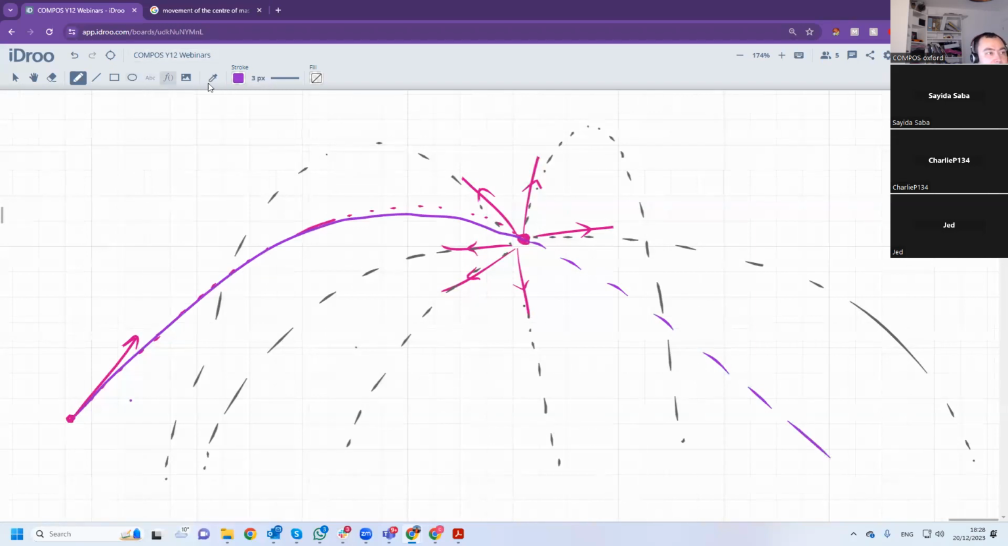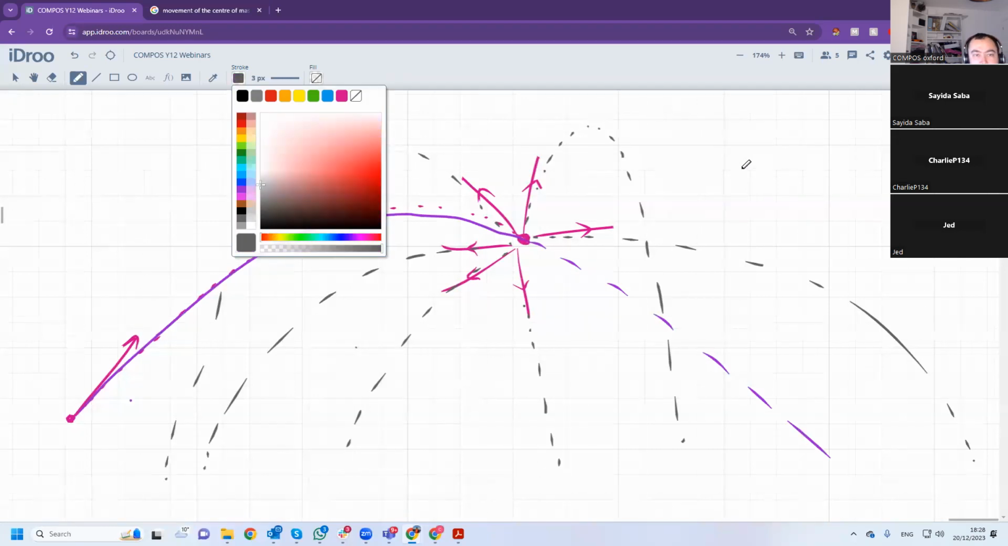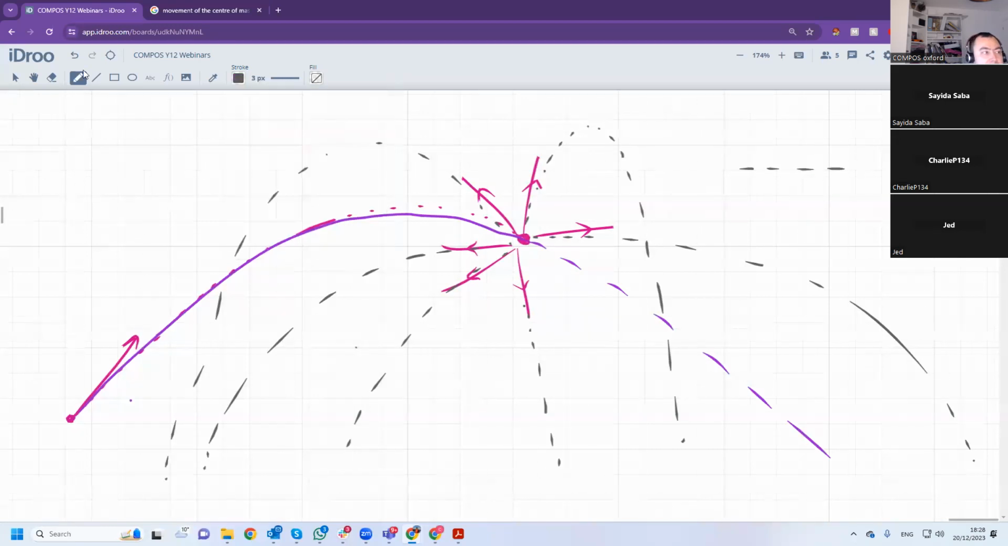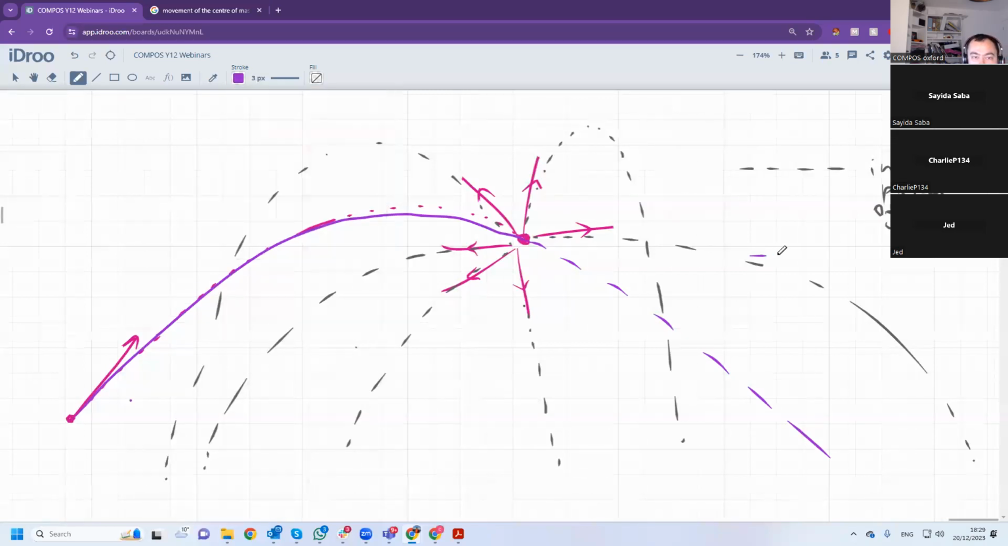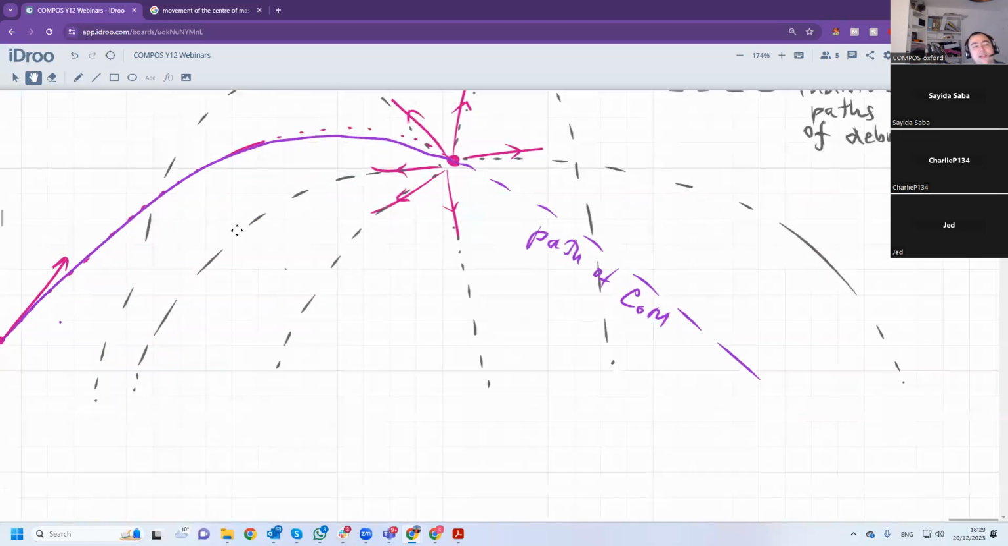So the gray is the individual paths of the debris, but the purple is the path of the center of mass. And I think this is fascinating. I don't know about you, but I find this incredible.